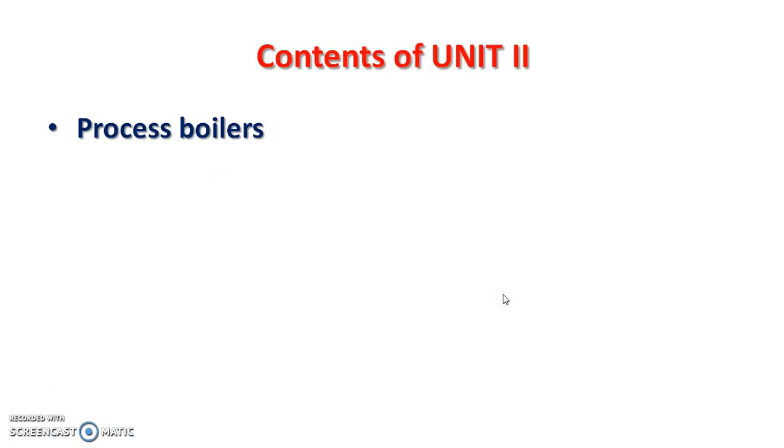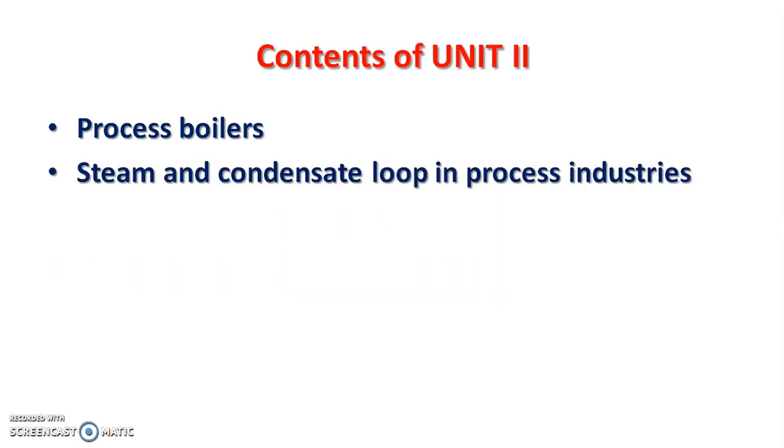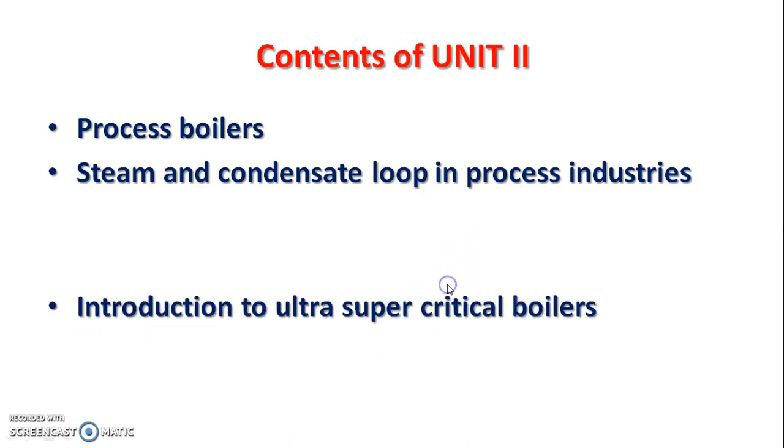In this unit number 2, we will study what is meant by process boilers. After that, steam and condensate loop in process industries. Before, in subjects like power plant engineering and thermal engineering, you have studied the layout of a steam power plant, but that was used in production of electricity or electrical power. The steam and condensate loop structure will be the same, but it is used for process industries.